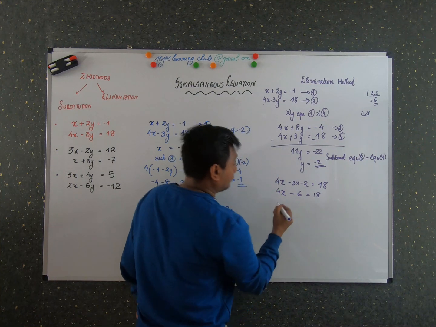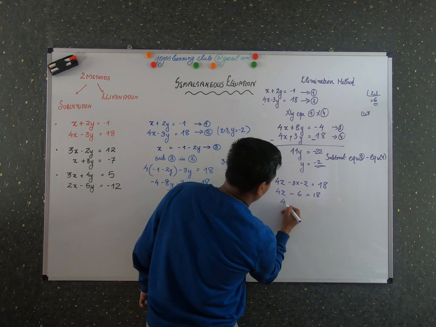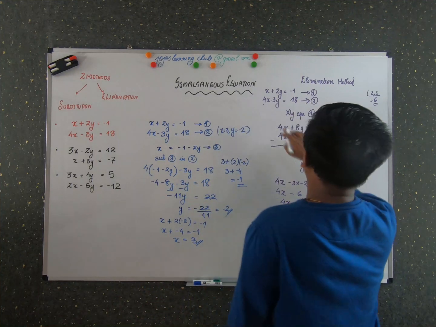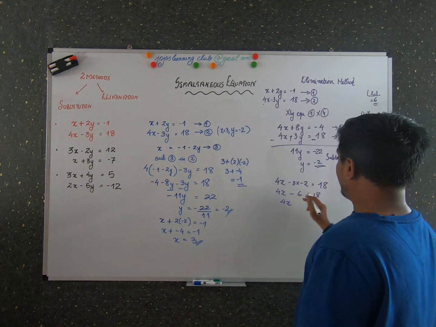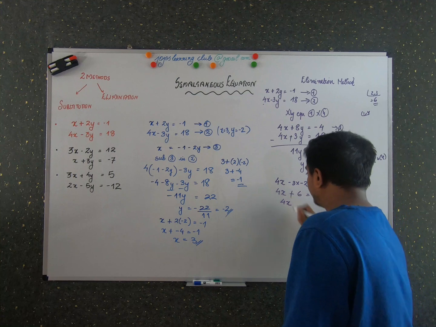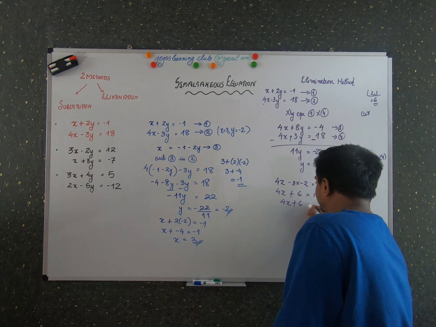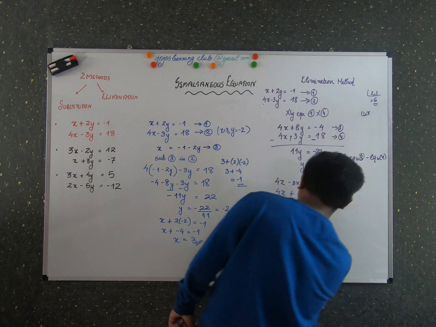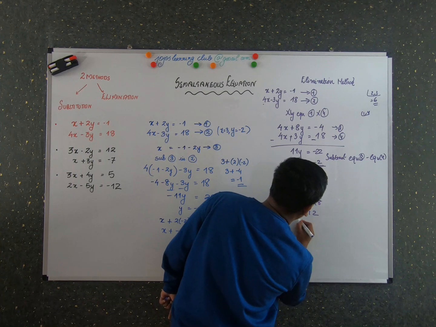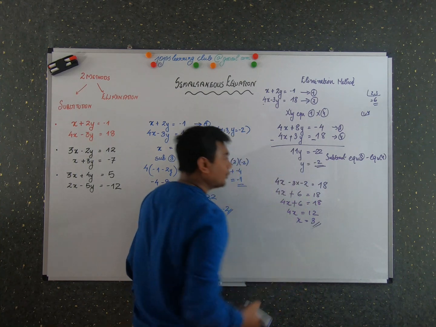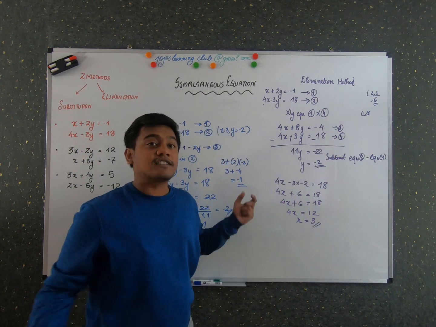So what happens here? 3 into minus 2 is minus 6, and minus of that becomes plus 6, right? So 4x plus 6 is equal to 18. So 4x is equal to 12 and the value of x is equal to 3. Right? So this is satisfied.